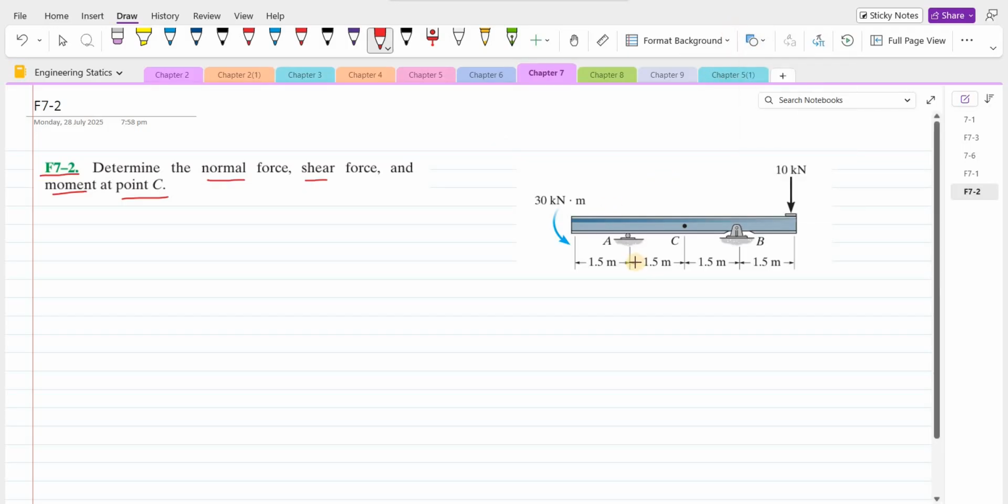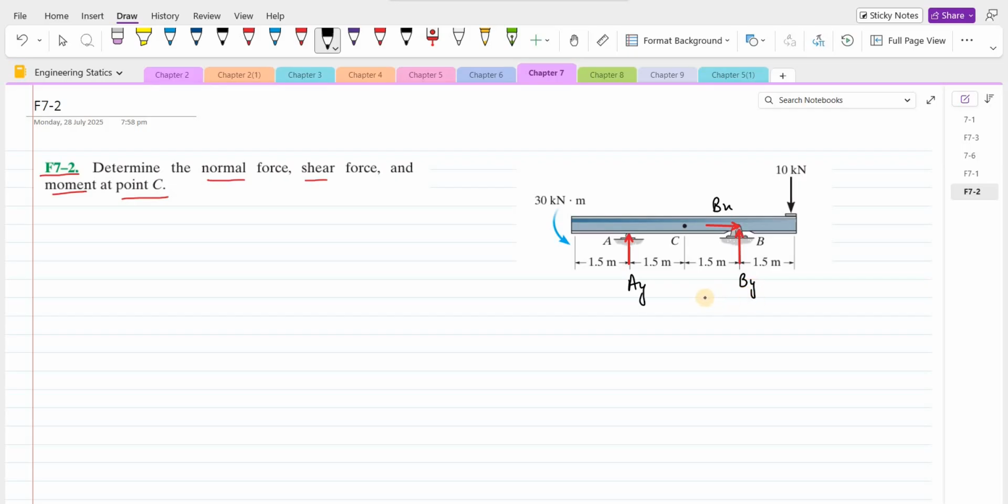The point A is roller supported, so we just have a vertical support reaction. The point B is pin supported, so we have a vertical support reaction as well as a horizontal support reaction. Let's label them. So this right here is Ay, this is Bx and this is By. So this is our free body diagram.